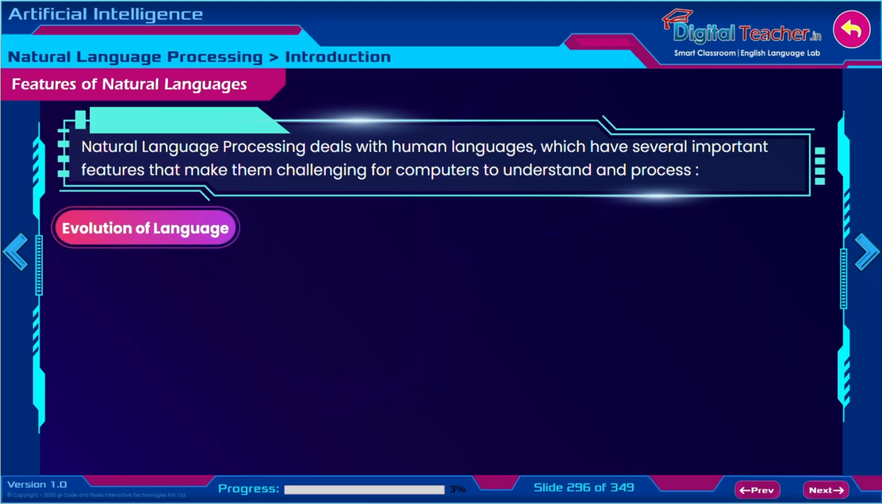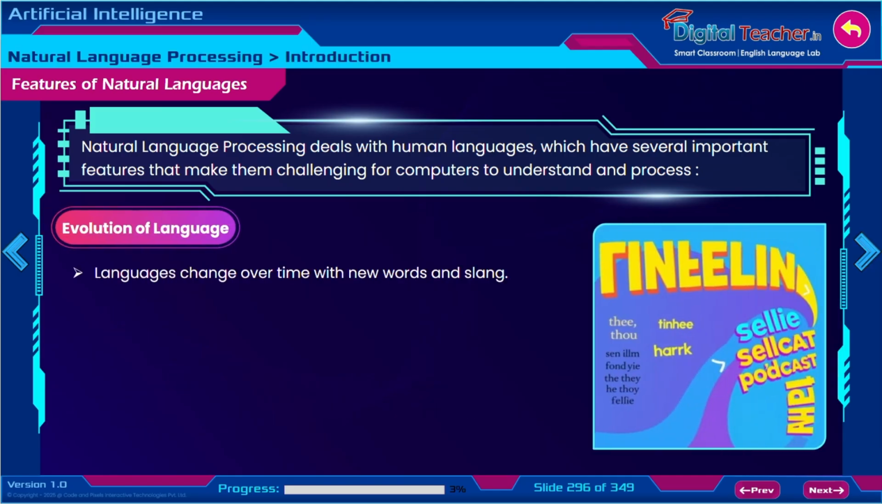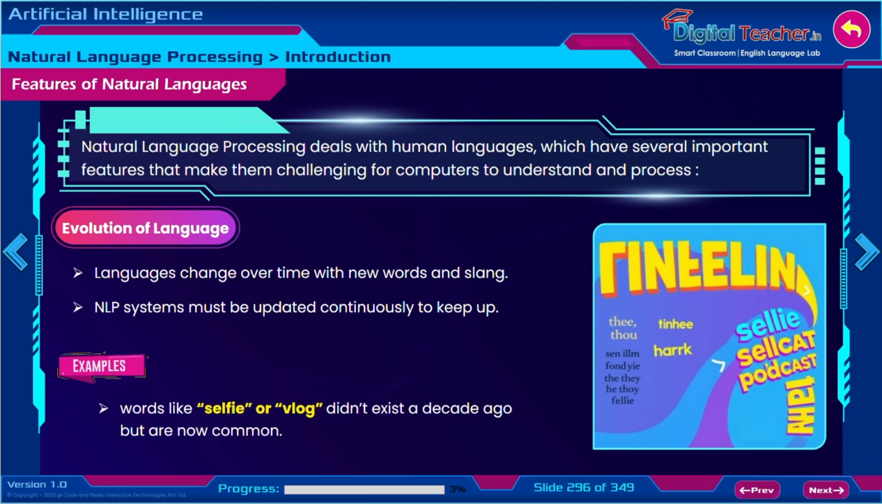Evolution of language. Languages change over time with new words and slang. NLP systems must be updated continuously to keep up. For example, words like selfie or vlog didn't exist a decade ago, but are now common.